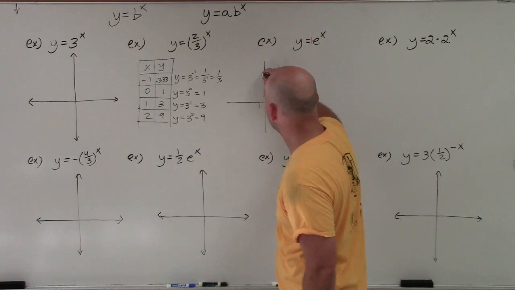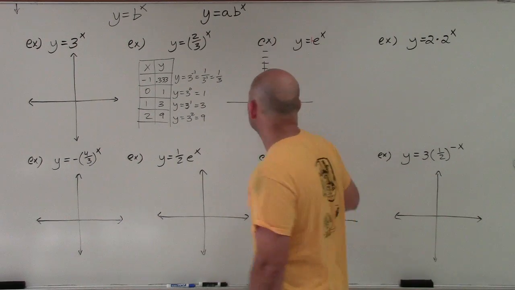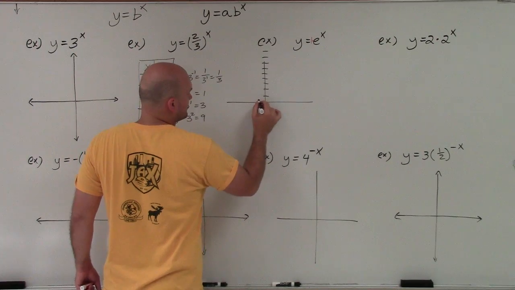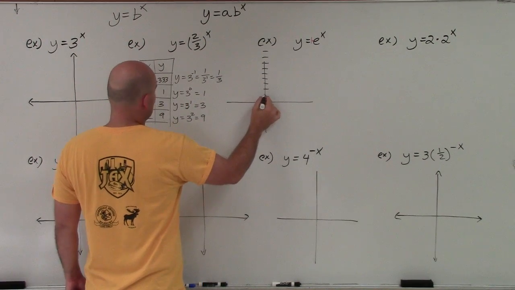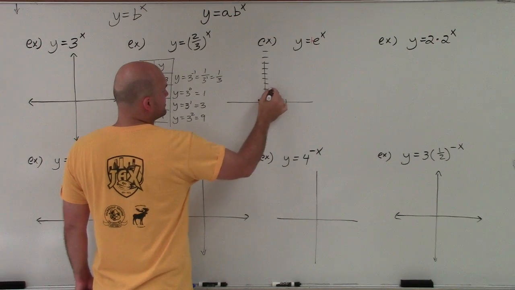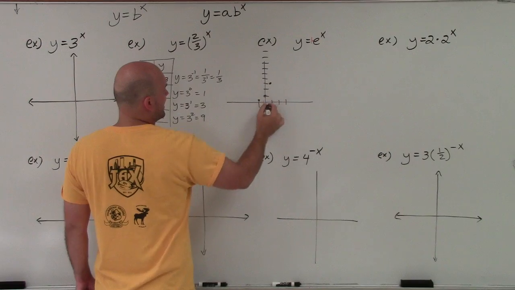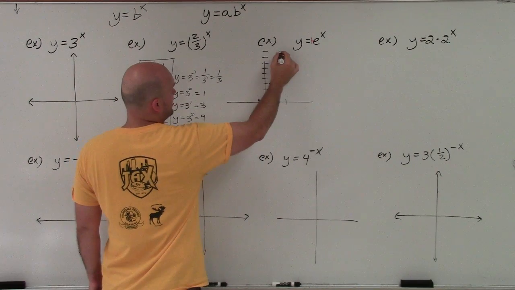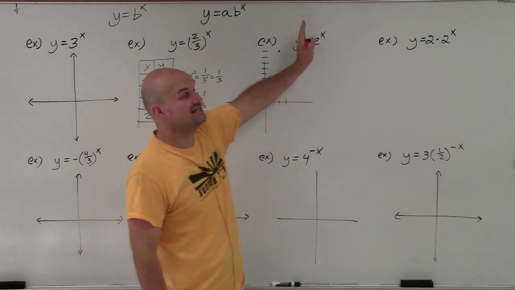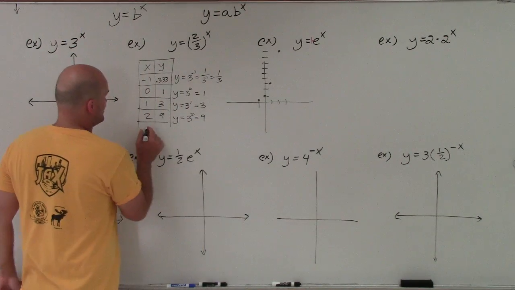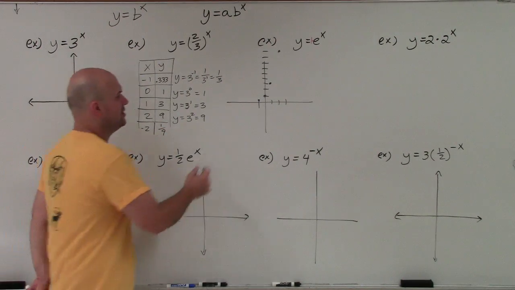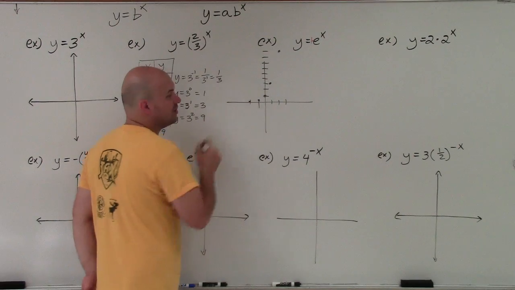Okay? Now, if I simply just wanted to plot these points, what I'd have is, at negative 1, I'm only up 1/3. At 0, I'm at 1. At 1, I'm up 3. And at 2, I'm up 9, all the way up there. So what you can see is that as we keep on going, this graph is going to keep on getting larger and larger. And if I had chosen negative 2, that would have given me 1/9. So at negative 2, I would have gotten even smaller and smaller.